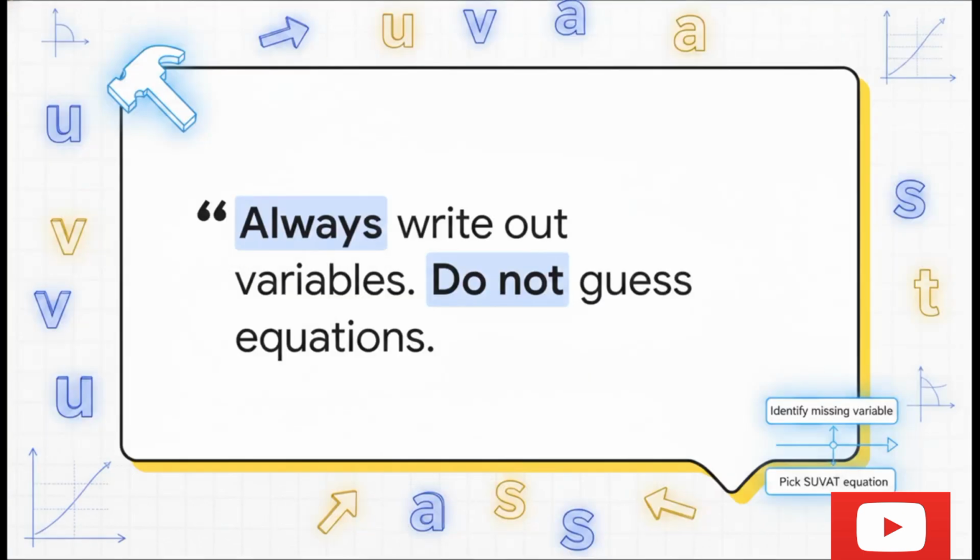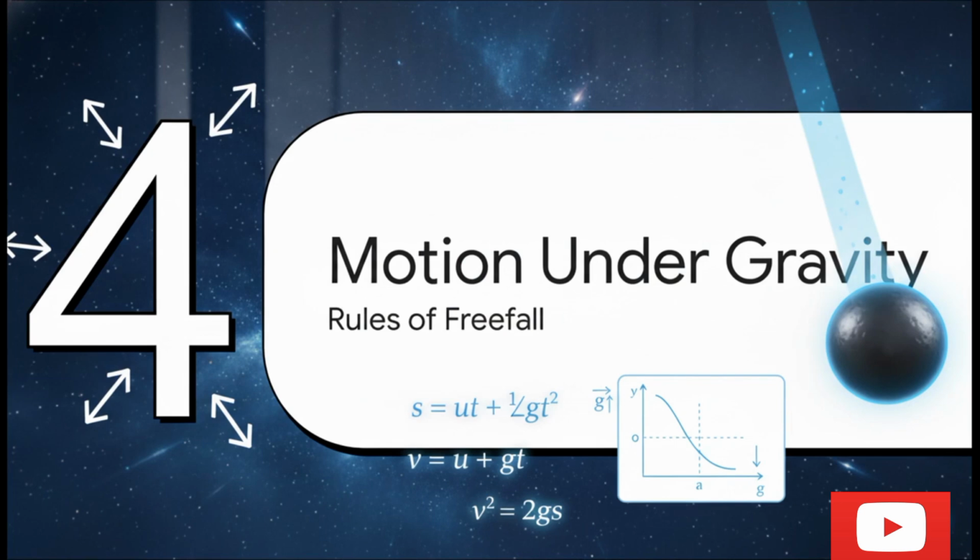To really hammer this home, let's look at this exam intel straight from the source. Always write out SUVAT. Identify the missing variable. Pick the right SUVAT equation. Do not guess. Excellence comes from a systematic approach, right? If you just guess the equation, you're going to waste precious time and lose marks. Trust the process.